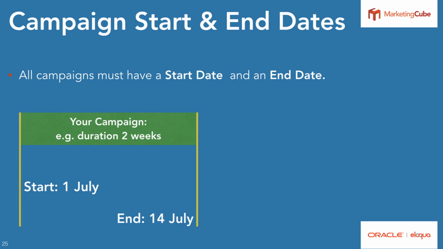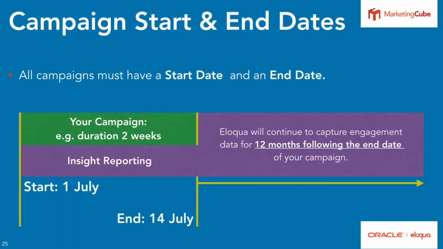And one of the most common mistakes I see customers make with their end date on a campaign is the assumption that once the end date of my campaign is reached, Eloqua no longer looks at any reporting. And that's not the case. Let me show you exactly what it looks like. So in this particular example, we can say that your campaign ran for 2 weeks, arguably the 1st of July to the 14th of July.